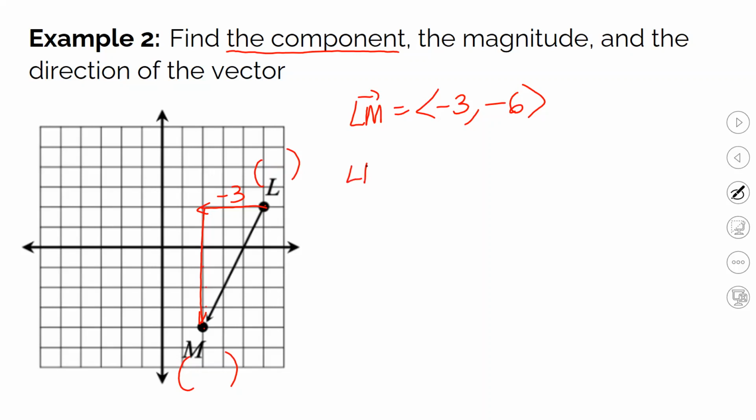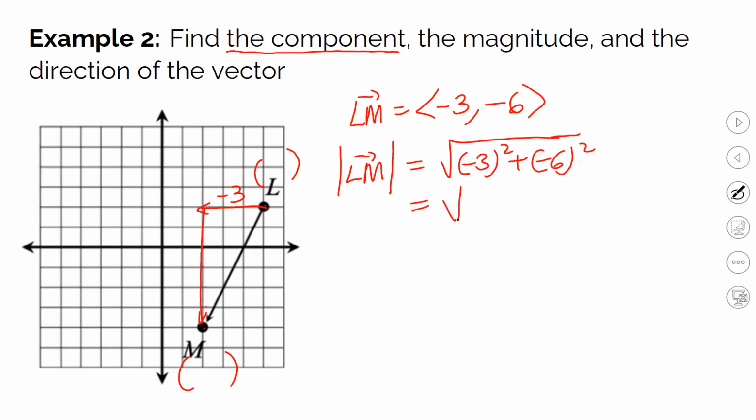So the magnitude of LM again will be the square root of -3 squared plus -6 squared. And that gives, I'm just going to write the answer out. Again, you can convince yourself. So this is going to be the square root of 45, because that is 9 plus 36. And this turns out to be about 6.71.